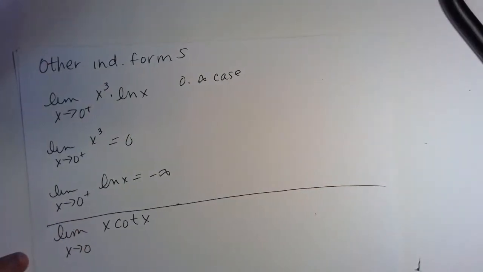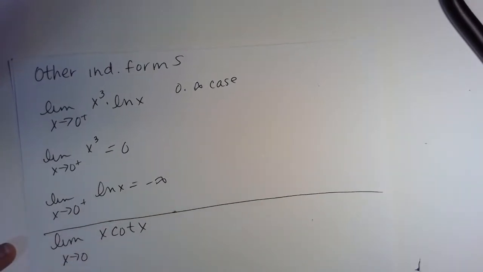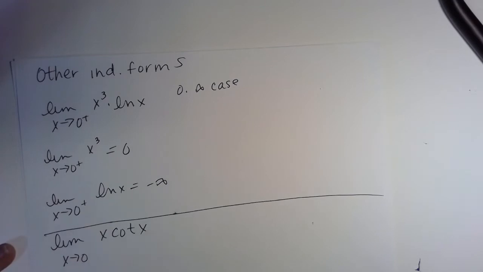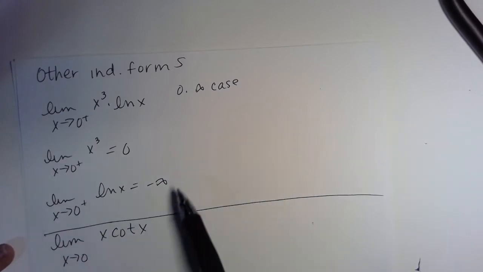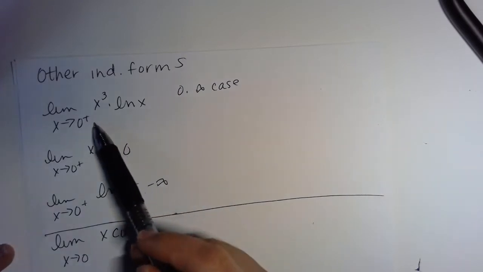And so we can use L'Hopital's rule on this, but it has to be in a fraction. So we need to force it into a fraction that looks like either infinity over infinity or 0 over 0. The 0 over 0 and the infinity over infinity are the basic cases, and all of these other ones we try to force into that method so we can use it.